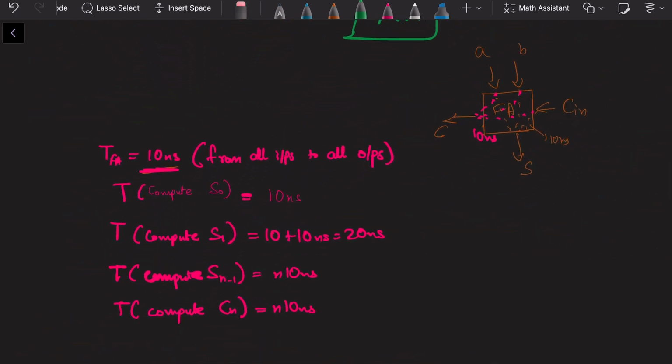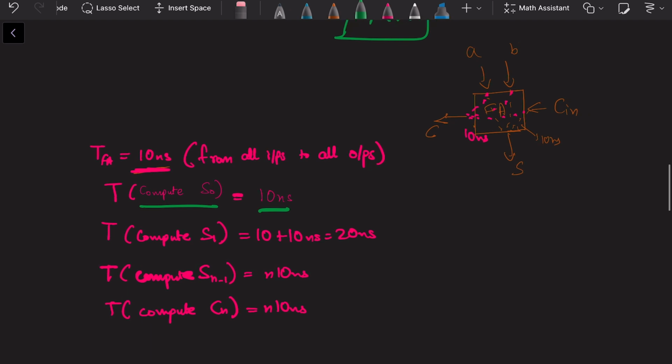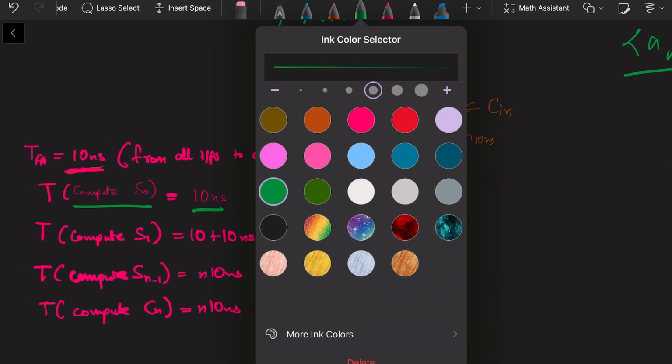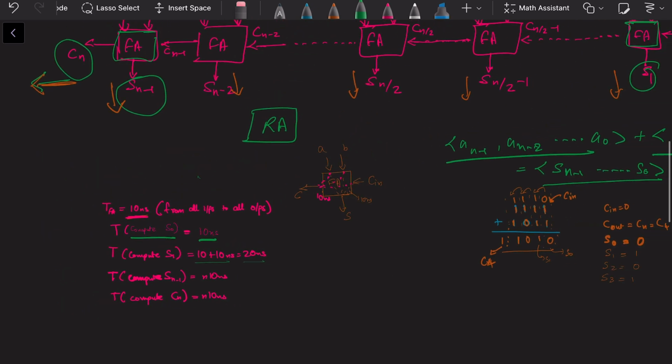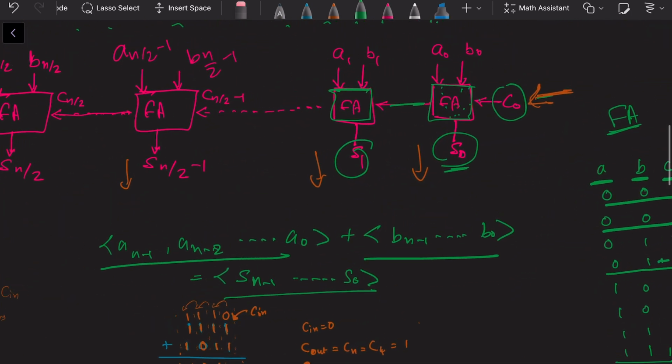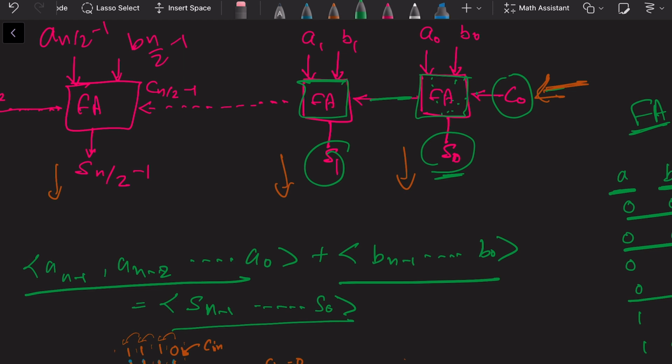The time it takes to compute S0 is 10 nanoseconds. The time that the ripple adder takes to compute S1 is going to be 10 plus 10, which is essentially 20 nanoseconds. Why is that? Because the time it takes to compute this carry out bit from the time when these inputs have been fed in is 10 nanoseconds. So this delay is 10 nanoseconds.